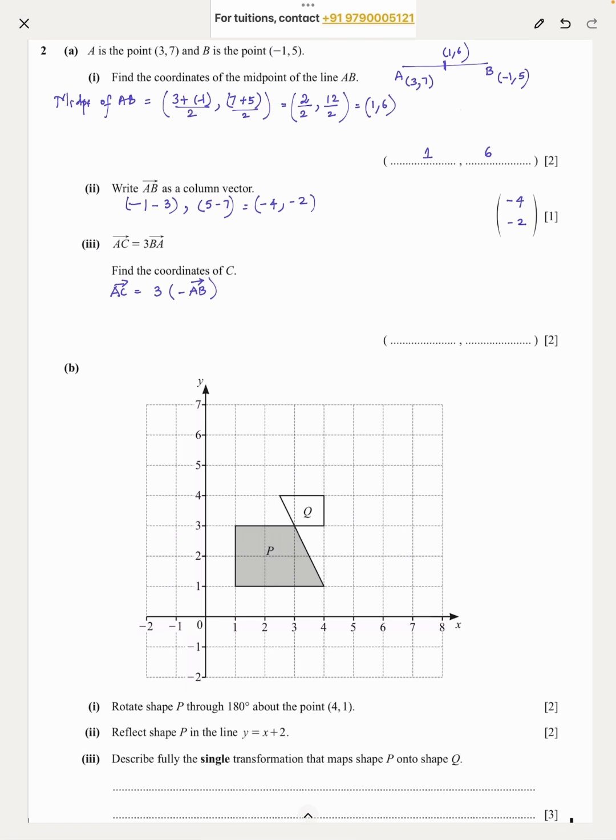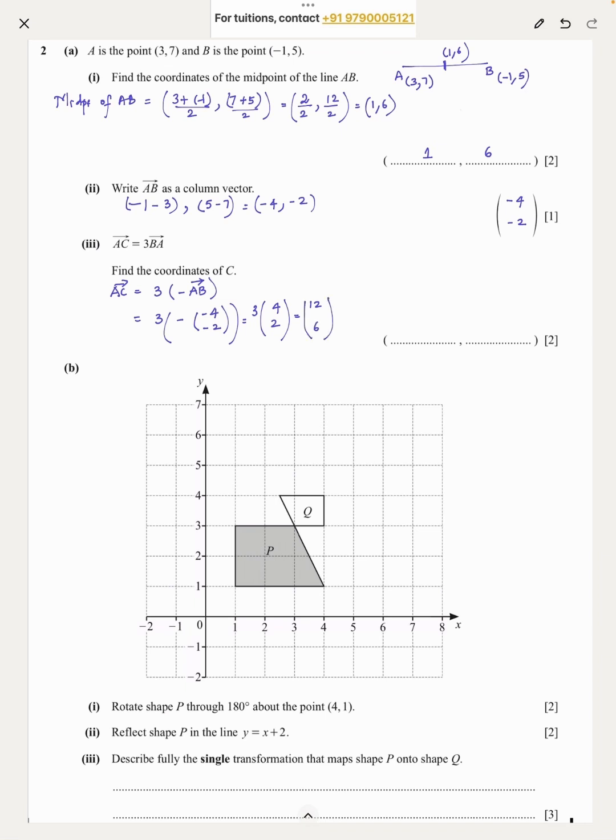AB we know already, which is nothing but (-4, -2). So taking away the negative from each one of them, it becomes 4 and 2. Multiplying that by 3, we get 12 and 6.